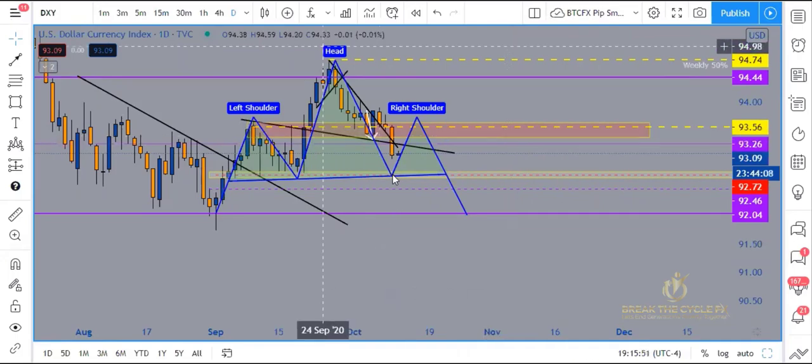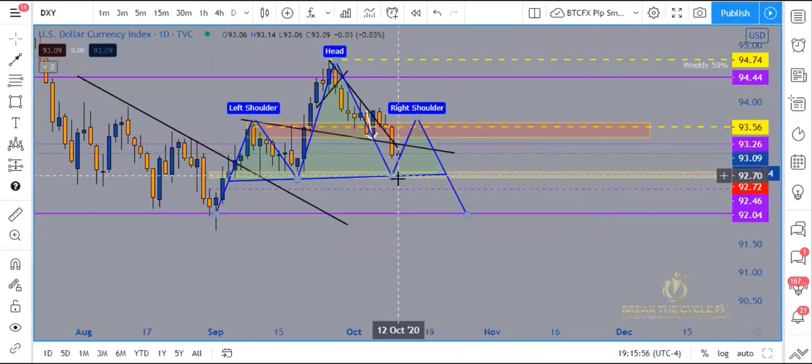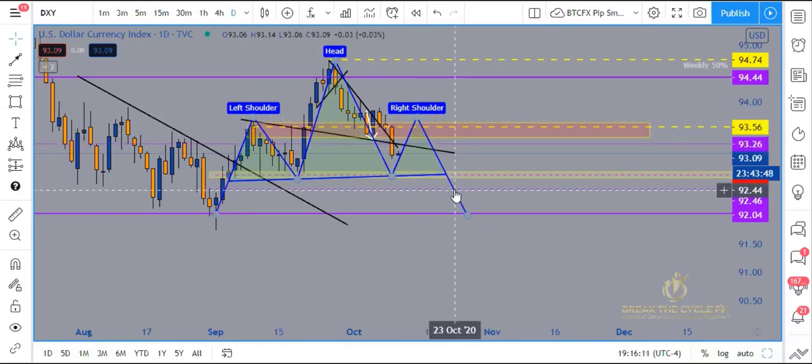First, we're looking for the rejection off of this level right here, right? So we're waiting to see if price keeps on pushing down and rejects off of this level, just like it's done in the past over here, okay? Then we want to see it push back up to around 93.75, 93.50, anywhere in this area right here, okay? And then reject back down for a possible head and shoulders.